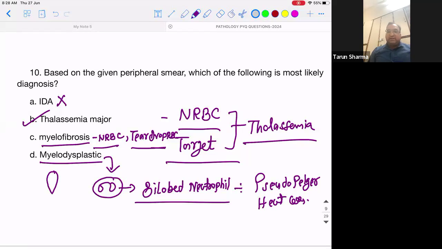What are the dysplastic cells in the marrow? What are the pawn ball megakaryocytes? What are the micro megakaryocytes? What are the ring sideroblasts? All these are the dysplastic cells.